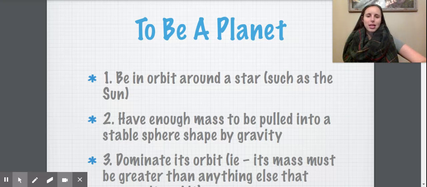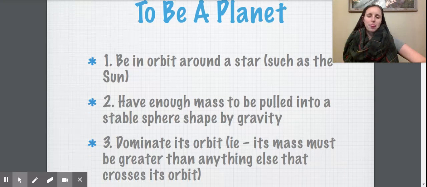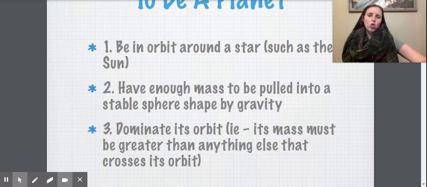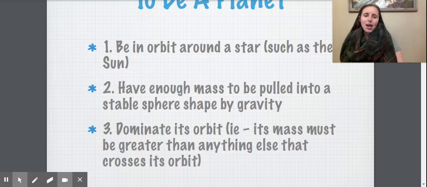And lastly, a planet has to dominate its orbit. I did mention that planets orbit around the sun. A planet has to dominate its orbit, has to be the most important thing in its orbit. If there's anything else that it orbits other than the sun, it's not dominating its orbit. It's not considered to be a planet. So its mass must be greater than anything else that crosses its orbit.